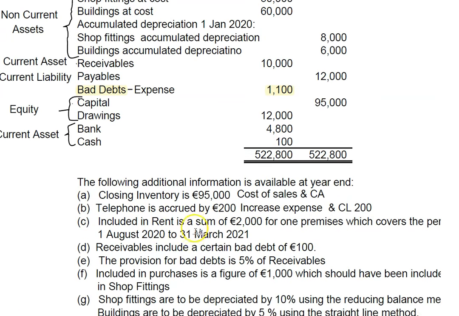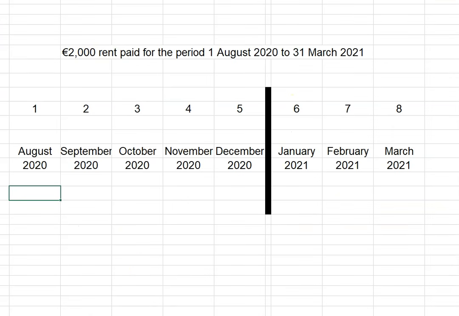So to work out the prepayment, you look at the period that the rent was paid for. So August 2020 to 31st of March 2021 is an 8-month period. And of that 8 months, 3 months is for after the year end of December 2020. So 3 months, January, February, March, are for 2021. So 3/8 is the prepaid amount.